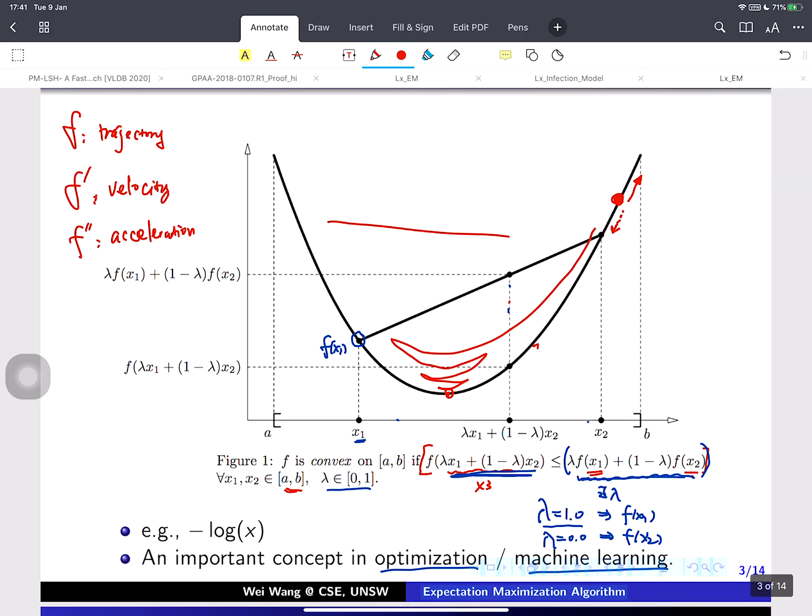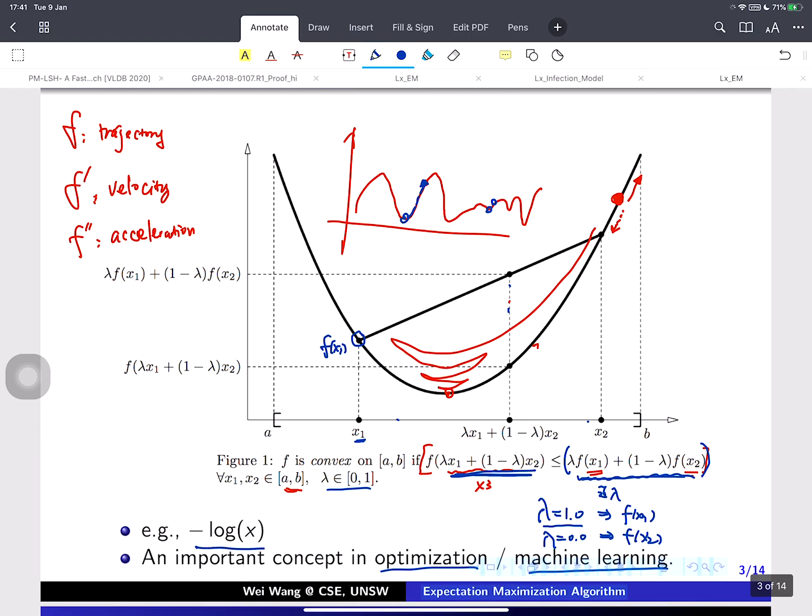But instead, if your function looks like this, with several valleys, then it all depends on your starting position. If you start from here, you will end up at this position, and if you start from here, you will end up here. So trying to find the minimum points on this kind of non-convex function is very hard. It turns out that many of the functions are convex, although not all of them. And usually for convex functions, the problem is arguably much easier.